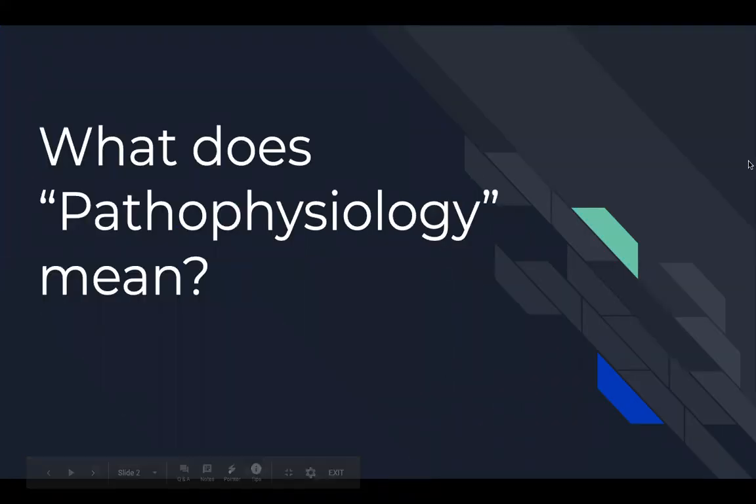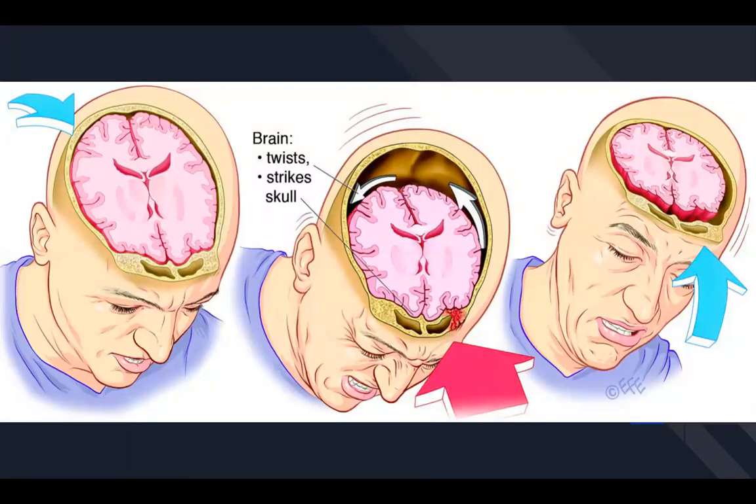First up, what does pathophysiology mean? Pathophysiology is a combination of pathology and physiology. Pathology is the cause and effect of what causes diseases, and physiology is the normal function of the human body. So the two together is the study of disordered physiological processes that cause, result from, or are otherwise associated with disease or injury. So first we're going to talk about concussion.